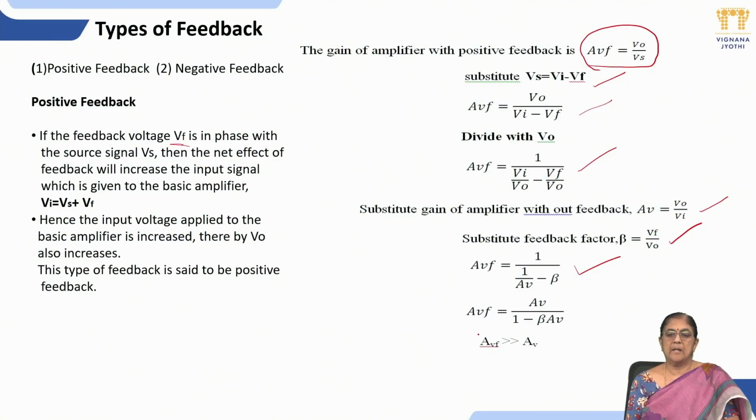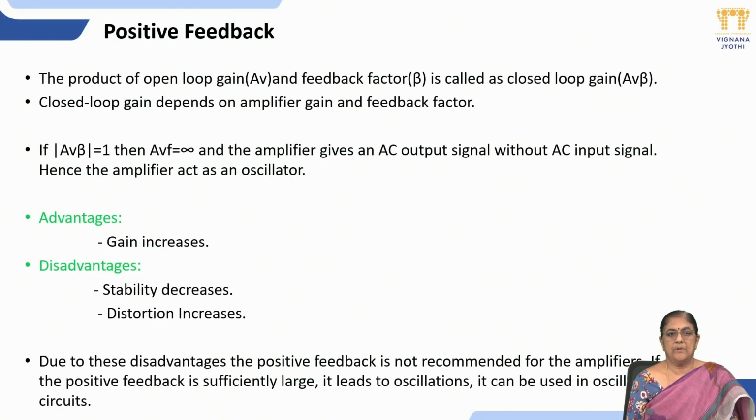So now we have to learn what the terms are. AVF is the voltage gain with positive feedback, AV is the voltage gain without feedback, and beta is the feedback factor. So we got the expression AVF is equal to AV by 1 minus beta AV. Therefore, the voltage gain with positive feedback is greater than that without feedback. So AVF is always greater than AV. We will learn about the advantages and disadvantages of positive feedback.